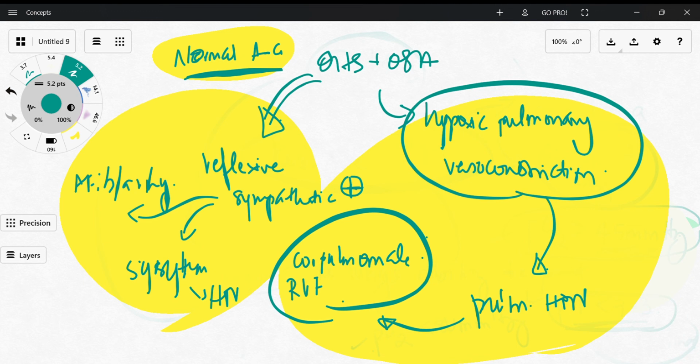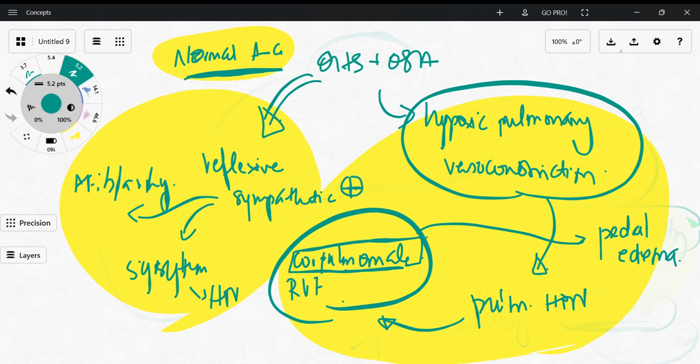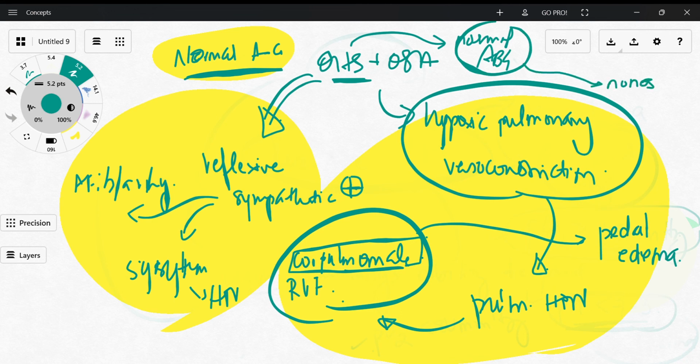And one more thing that you should be remembering is that if it does progress to cor pulmonale, it can cause pedal edema, and especially in obesity hypoventilation syndrome, all these abnormal ABGs can act as a non-osmotic stimulus for antidiuretic hormone secretion, which causes water retention.